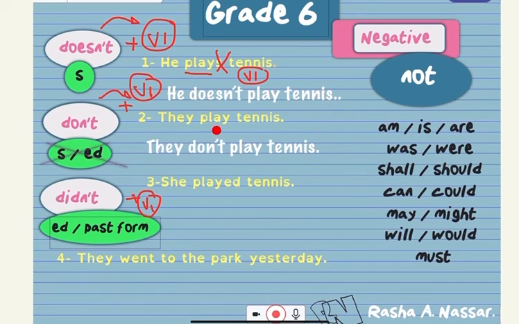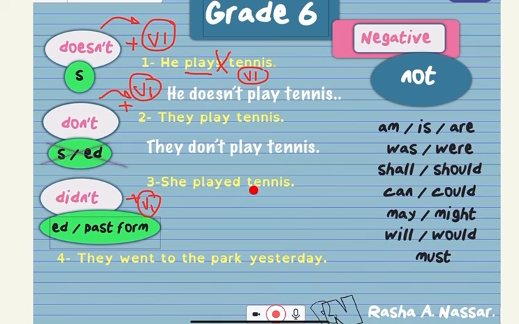Okay, so here the answer will be they don't play tennis. Why? Because here play is without S and without ed and without anything. So if the verb is without anything, I will use don't when I want to change it into negative. Number 3, she played tennis yesterday, for example. So she played. Where is the verb first? This is the verb, played. So the verb with ed.